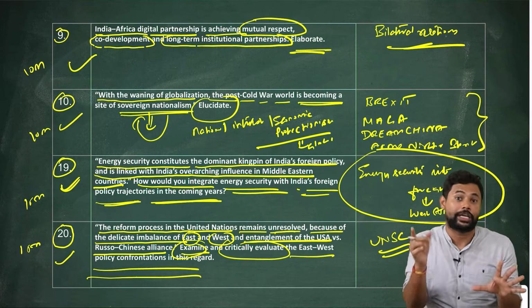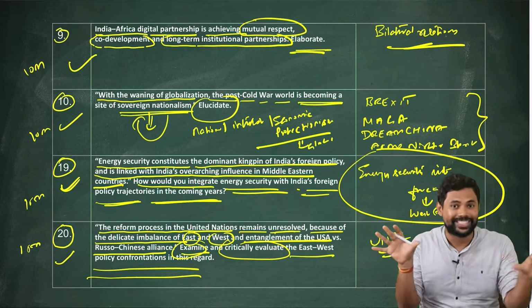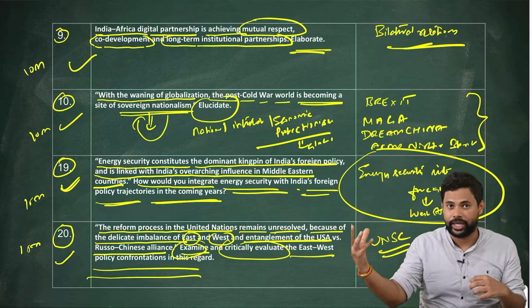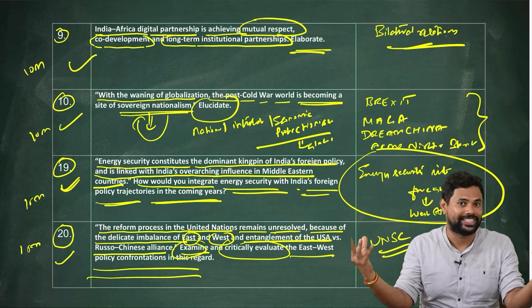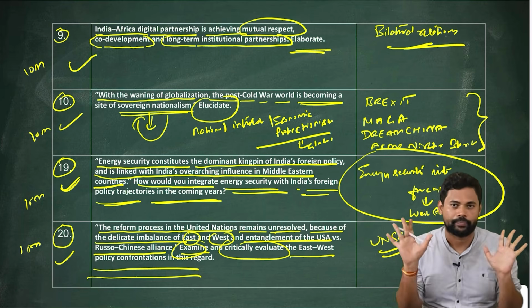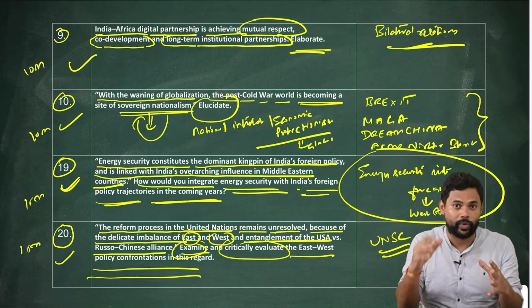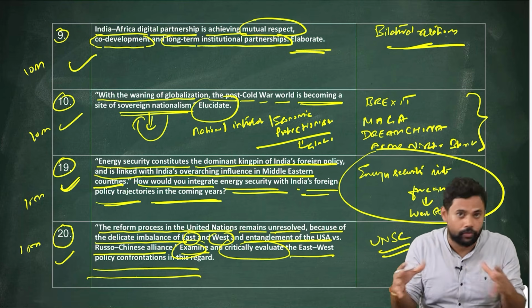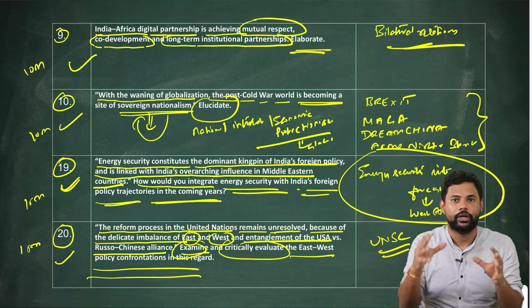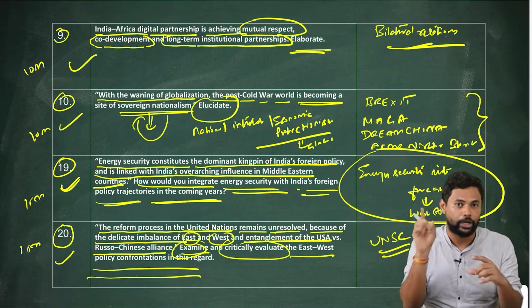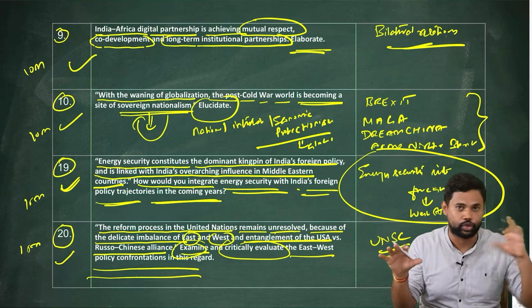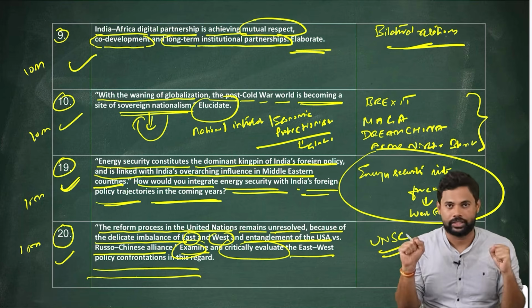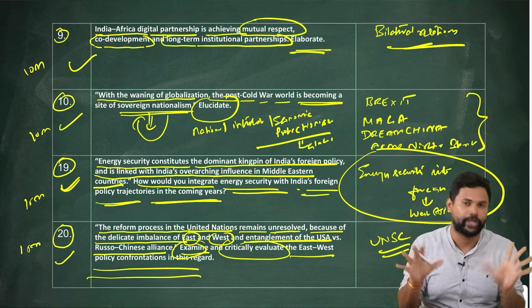This is what you have to talk about in the context of East-West misalignment, as well as the USA on one side and the Russo-Chinese alliance on the other. Whatever you have practiced on why UNSC reforms have been stalled for so many years, you just have to put the East and West imbalance there, and you should also put the USA on one side and the Russo-China alliance on the other side. If you can balance that, you can write a very good answer.